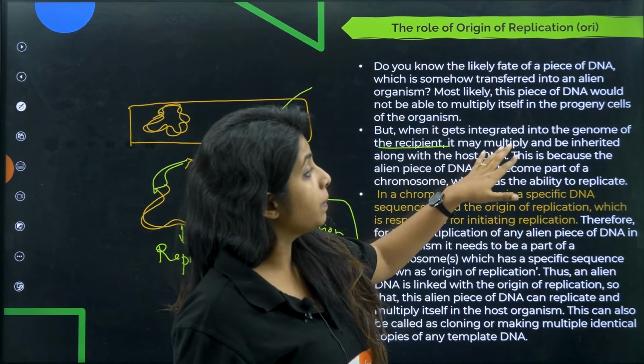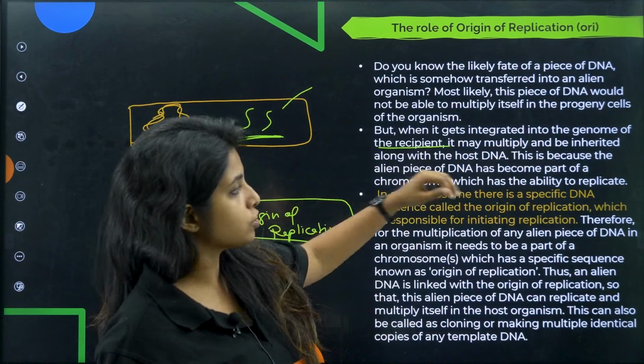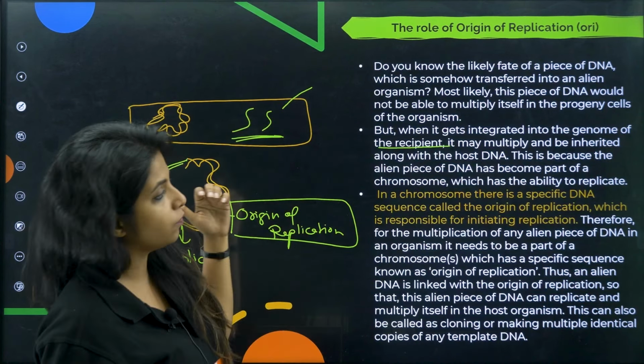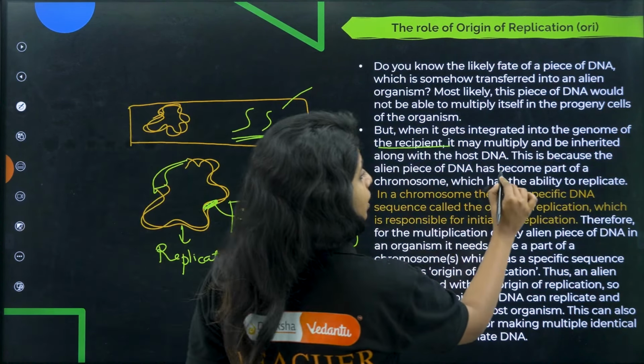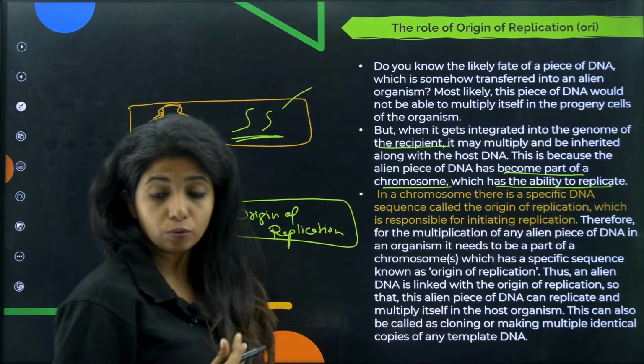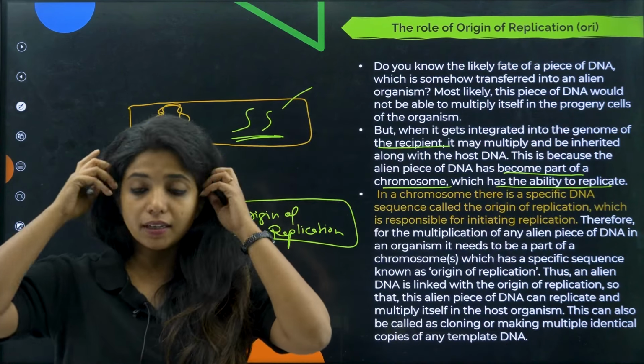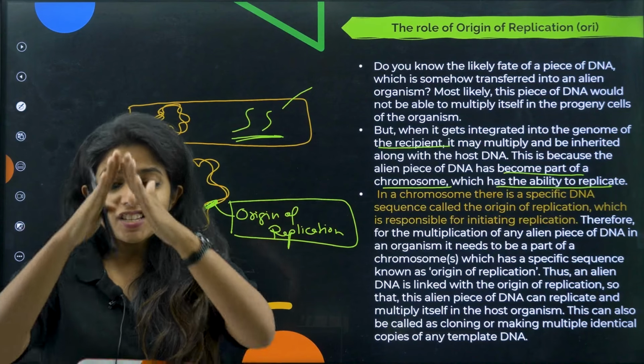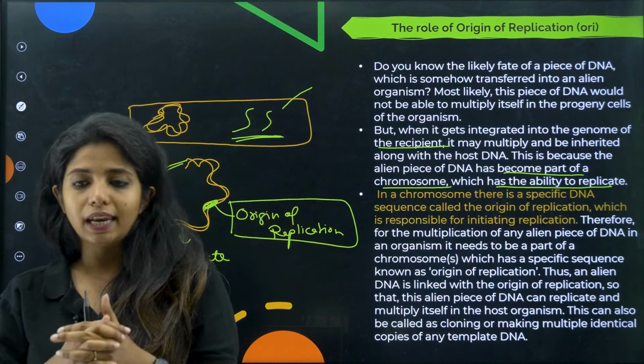So, it may multiply and be inherited along with the host DNA if it is put over here in the genome. Why? This is because the alien piece of DNA has become a part of the chromosome, which has the ability to replicate. You know, the chromosome has the ability to replicate, the DNA has the ability to replicate. So it has to be a part of the genome, then only things can happen, children.